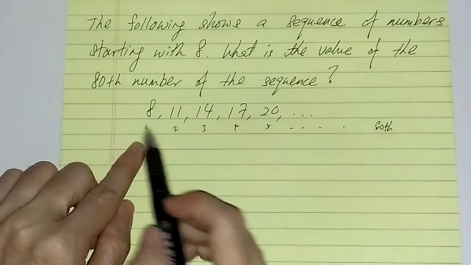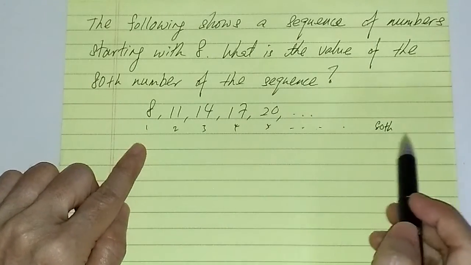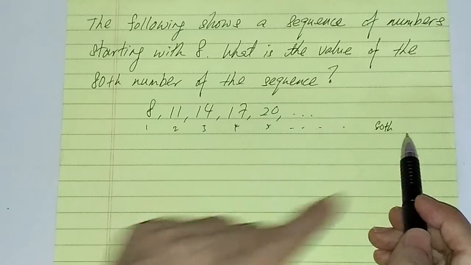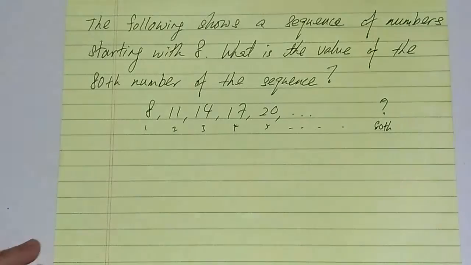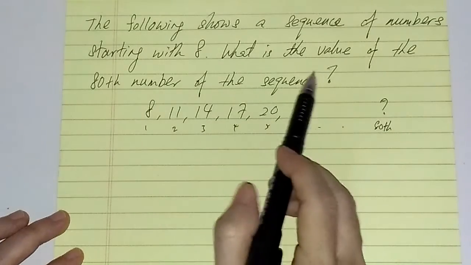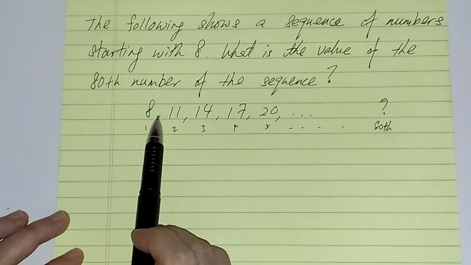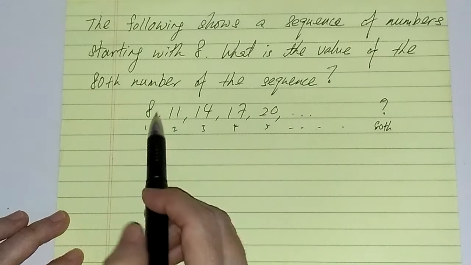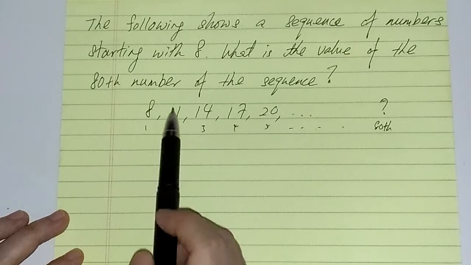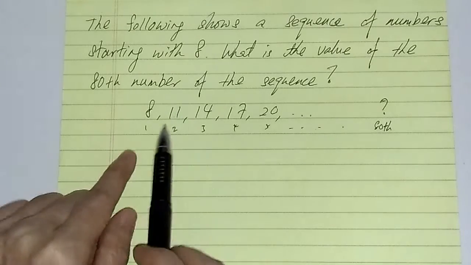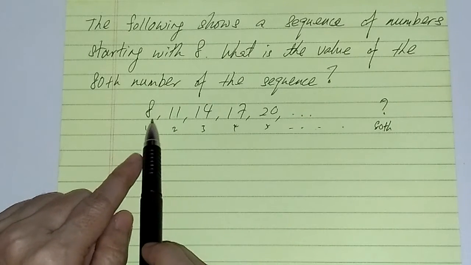Okay, the number 80. This is number 1, number 2, number 3, all the way to number 80. What is the value? So how do we do this? Normally for this kind of question, we look at the pattern of the sequence. Look at this: 8, 11, 14, 17, and 20. The difference between two consecutive numbers is 3.